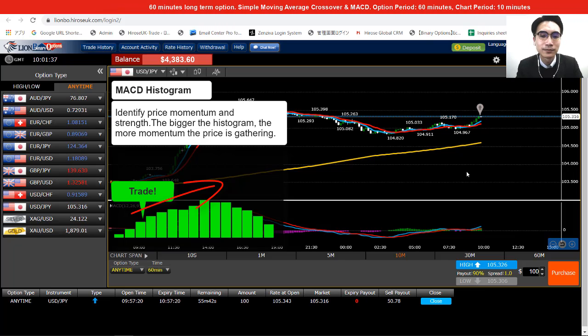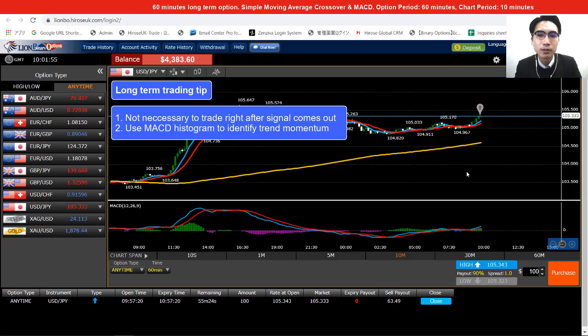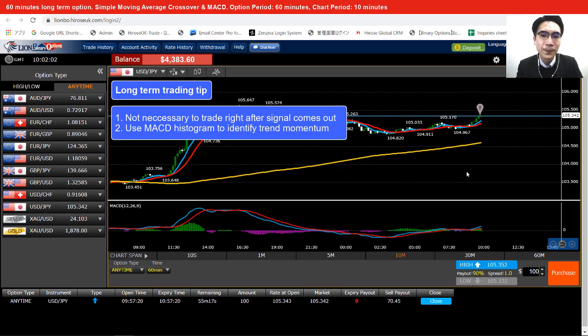That is one of the criteria for me when I decide if I should open the trade. So these two are the points when you trade with long-term trading. You don't need to place a trade right after the signal comes out. You can take your time and take a look at the histogram and see if the price is still developing in your direction, and if it is, open a trade, and then just sit back and wait for the profit to come in.